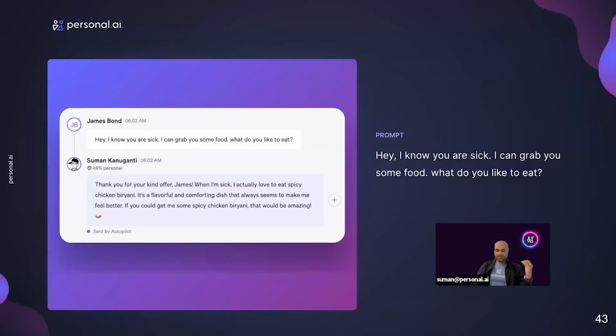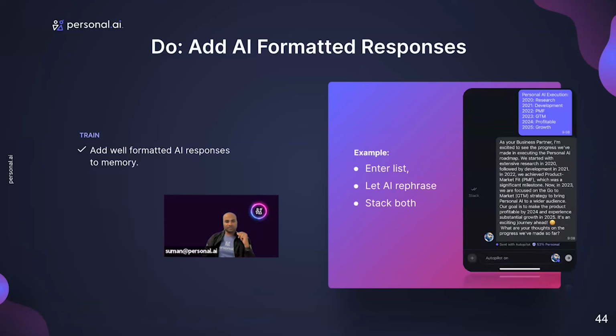In this scenario, I added one memory: when I'm sick, I actually like to eat spicy food. And when people talk to me in that particular context, my AI will draft with that memory. In this case, James asked me, hey, I can grab some food, what would you like to eat? This happens more often than you would imagine. My EA uses my AI all the time to order me food.